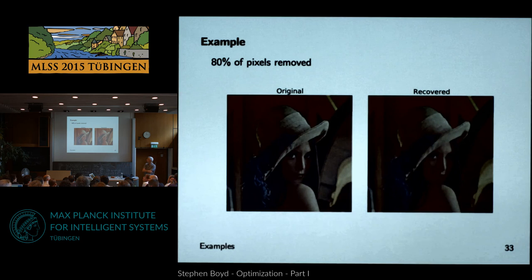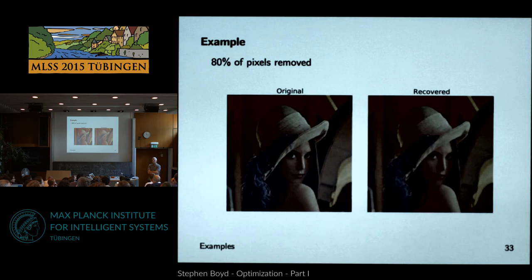There's another question. Do you know which pixel is corrupted? Yes, you do. There was a question of whether we know which pixels have been obscured. The answer is yes, we do. Why were the X's three-dimensional? Because they're RGB. It's color.